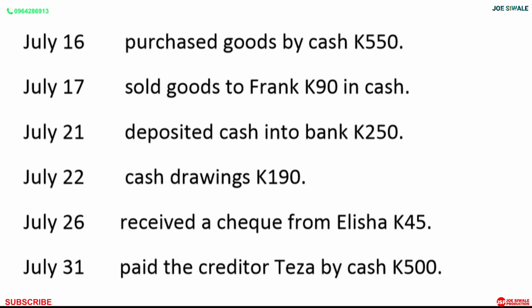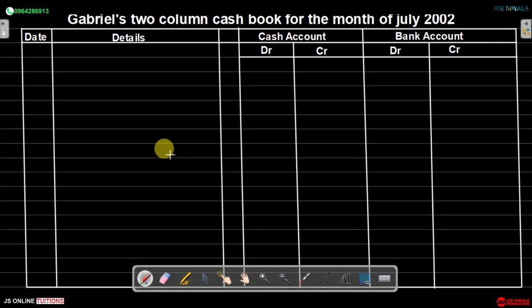So we are supposed to write down the 2-column cash book. And the person that we are preparing this cash book for is Gabriel. So the first thing that I'm going to do is to write down the title. So the title I've already written. I have Gabriel's 2-column cash book for the month of July 2002.